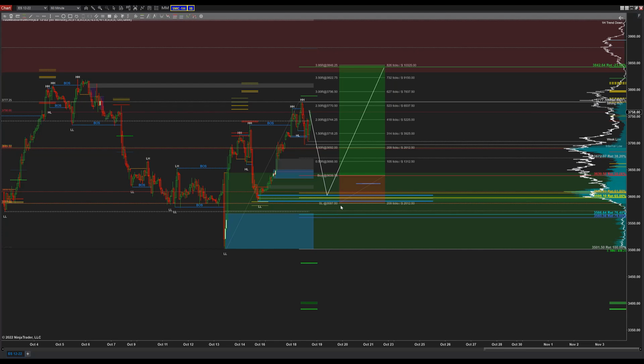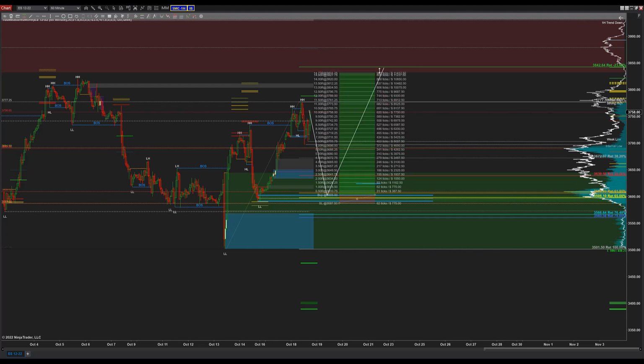I'm risking 2,600 here to make 10 grand. With the other one, I was risking 775 to make 11 grand. Right, better risk reward. That's the attraction of the golden zone.